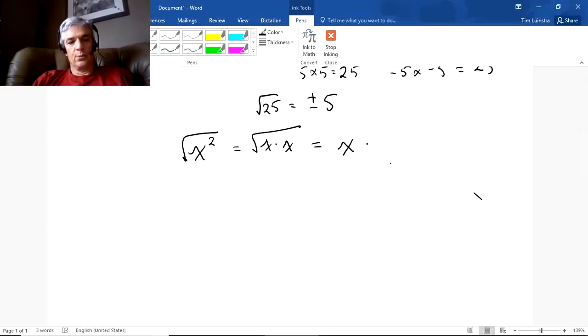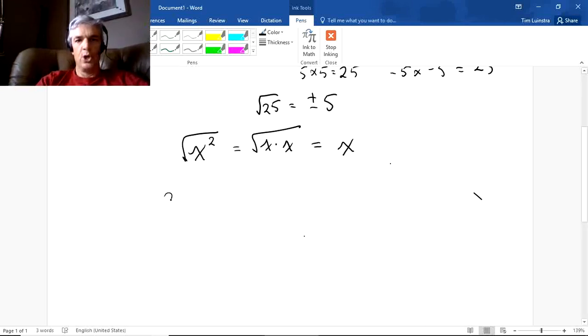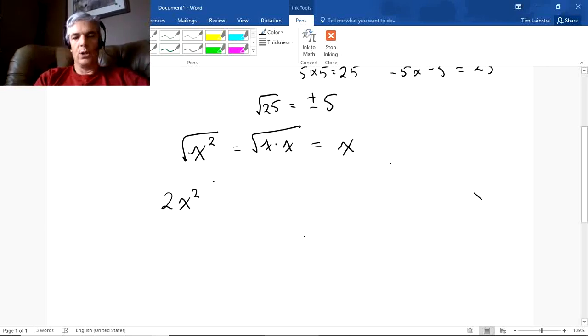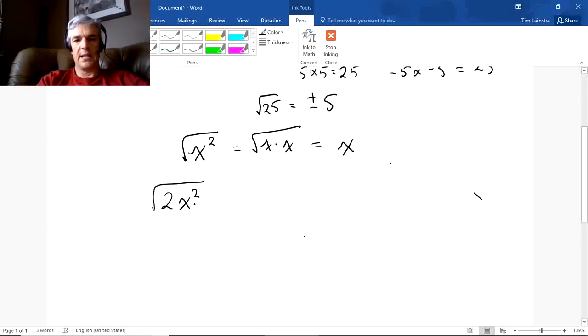Now, sometimes students will run into a question that looks something like 2x squared, right? And they want to take the square root of that. Well, you cannot do this, because it just won't work. We cannot take the square root of 2. The square root of 2 is some weird number, like 1.41 and it goes on and on and on. It's not what we call a perfect square. So we cannot do this kind of question.